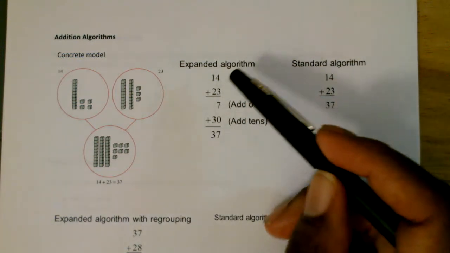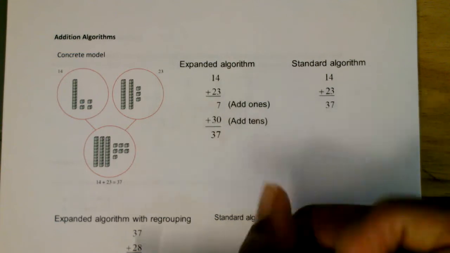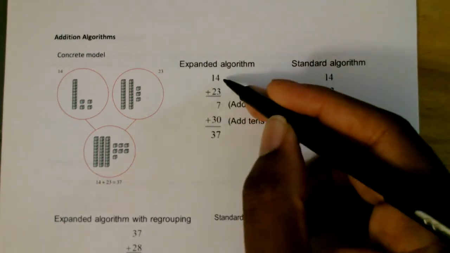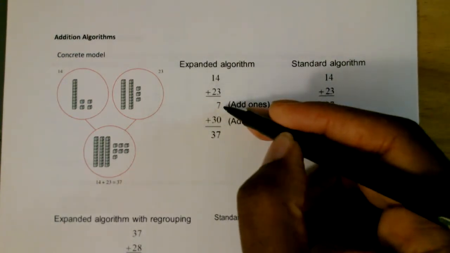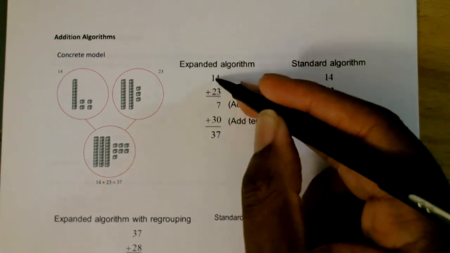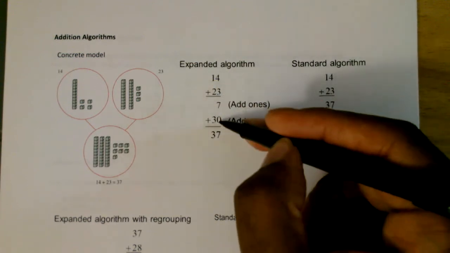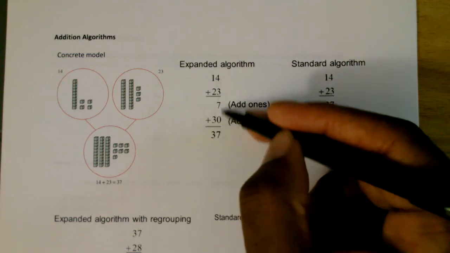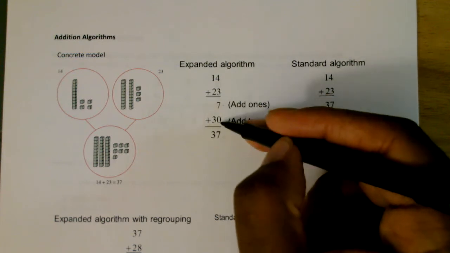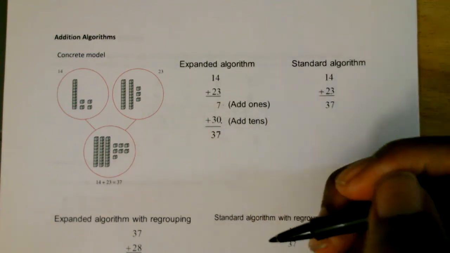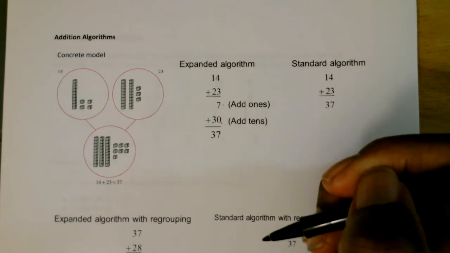And then we got the expanded algorithm for 14 plus 23. So here we add the 1's. So 4 plus 3, that's 7. And then add the 10s. This is actually 10 plus 20, that would give you 30. And then add those partial sums. 7 plus 30 will give me 37. So 14 plus 23 will be 37.